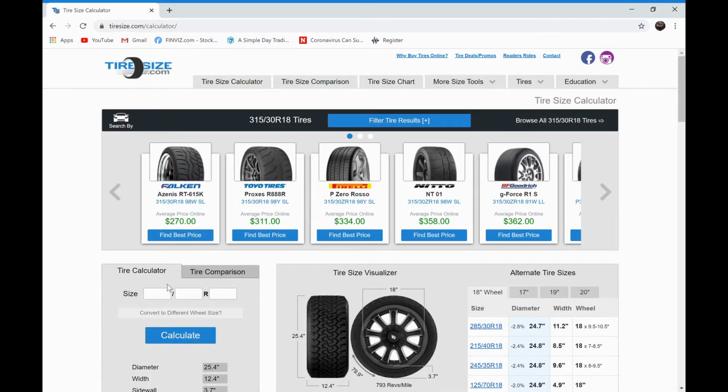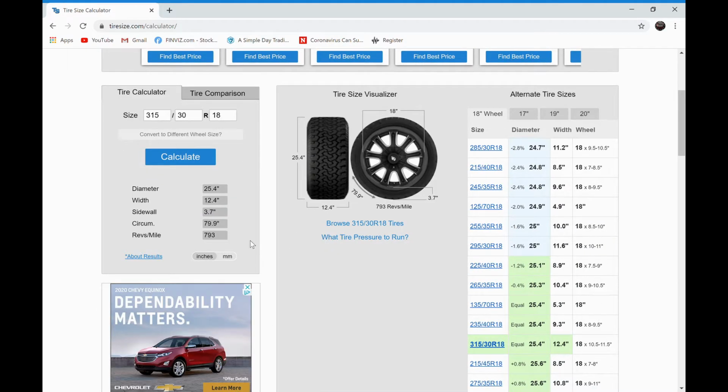tiresize.com/calculator. Here at tiresize.com/calculator, you just need to input the size of your tires. In my case, my rear tires are 315/30R18, and calculate. Now here I could either take the 25.4 inches diameter, or I can directly take the 79.9 circumference.